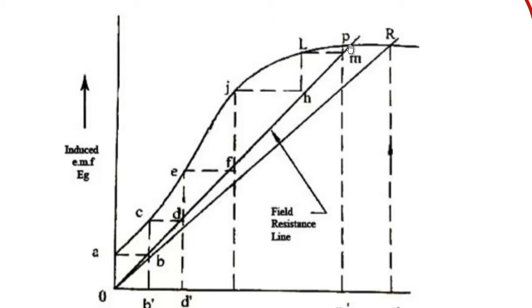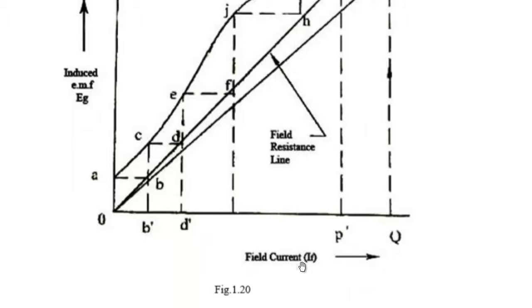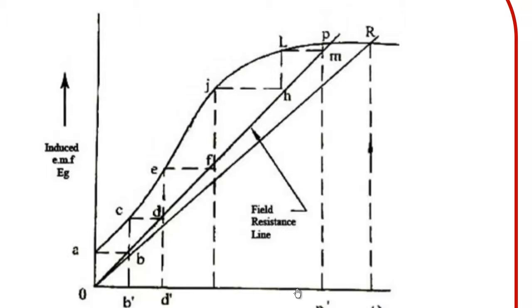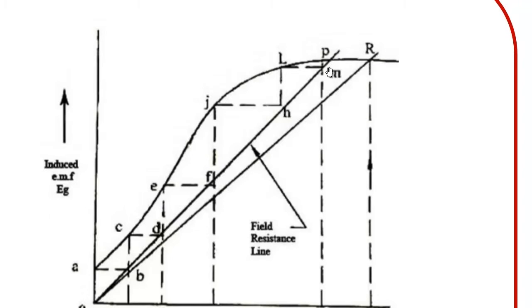After this point P, even when the field current is increased, you can see here, this x axis is the field current, even when the field current is increased beyond the point P, the voltage will remain constant. So, it does not have any impact on the developed voltage even when the field current is increased beyond the point P.